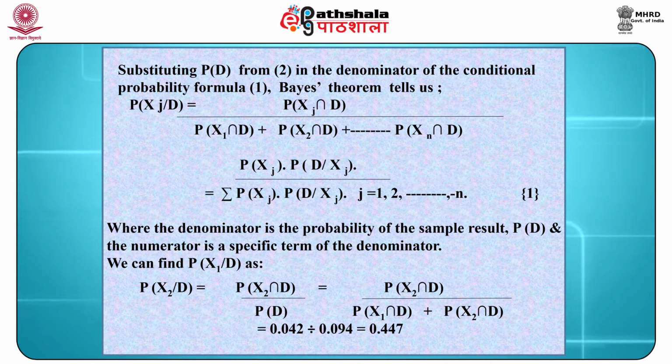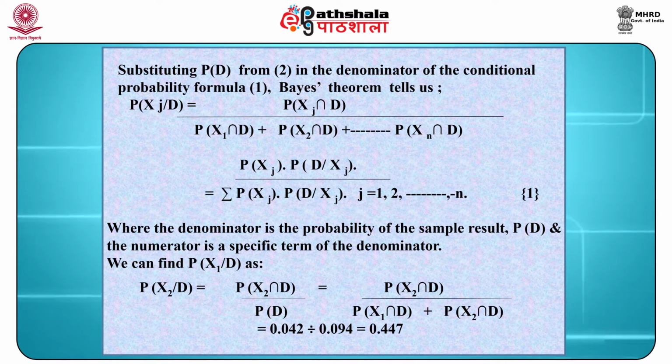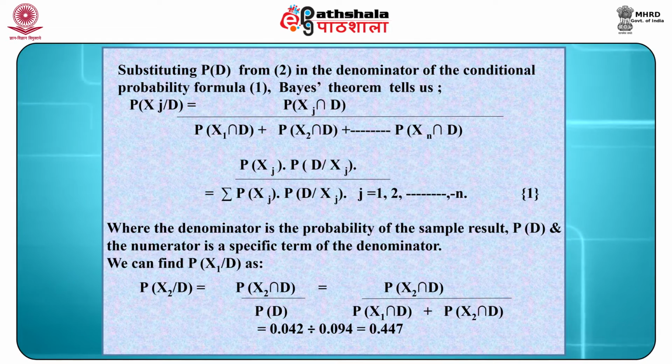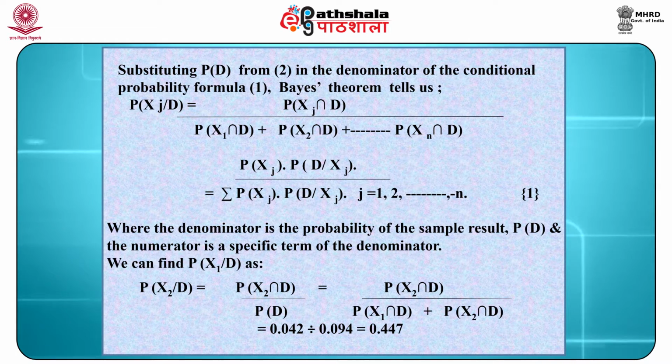P(xj intersection D) divided by P(x1 intersection D) plus P(x2 intersection D), which goes up right to P(xn intersection D), which is then equal to P(xj) into P(D divided by xj). This whole thing over the summation of P(xj) into P(D divided by xj), where j goes up from 1, 2 till n. We again call this equation 1, where the denominator is the probability of the sample result, P(D), and the numerator is a specific term of the denominator.